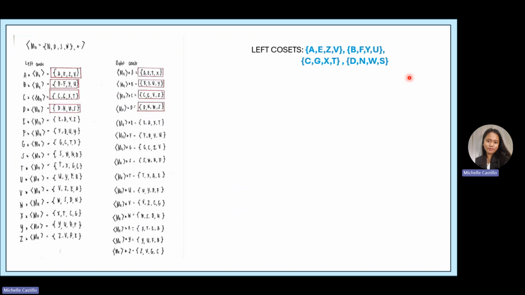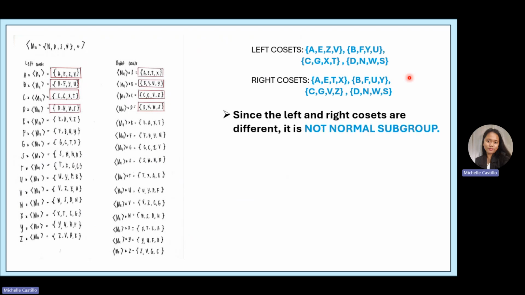So for the left cosets, we have A, E, Z, and V, B, F, Y, and U, C, G, X, and T, and D, and W, and S. Then for the right cosets, we have A, E, T, and X, B, F, U, and Y, then C, G, V, and Z, then D, and W, and S. Since, as you can see, the left and right cosets are different, therefore it is not a normal subgroup.